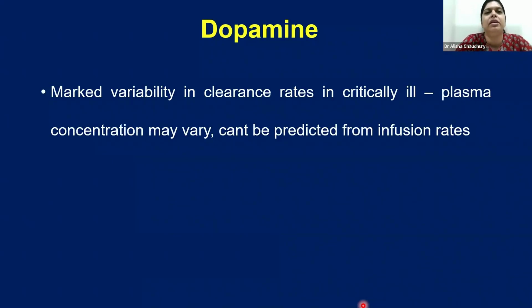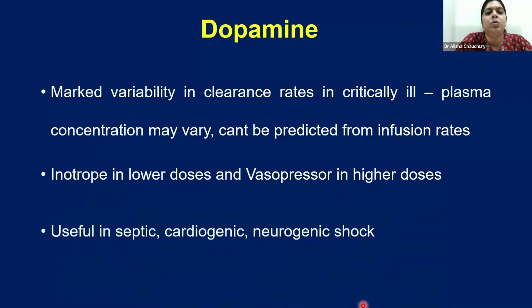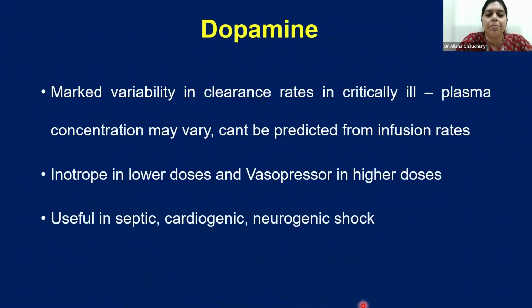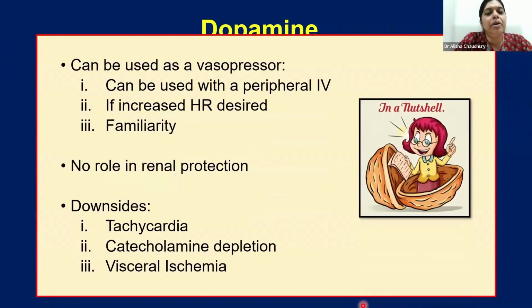If you don't have NORAD immediately in your ICU, you can still start dopamine, but the dose idea should be very clear. It is an inotrope in lower dose and vasopressor in higher dose. Useful in septic, cardiogenic, and neurogenic shock. Neurogenic shock because they will have mostly bradycardia and hypotension, so dopamine can be used because it has a good beta-1 action also. So in a nutshell, dopamine can be used as a vasopressor. You can give it with a peripheral IV initially if you want. A good drug if you're looking to increase your heart rate. It is a more familiar drug, right? I mean, most of our colleagues have used that.